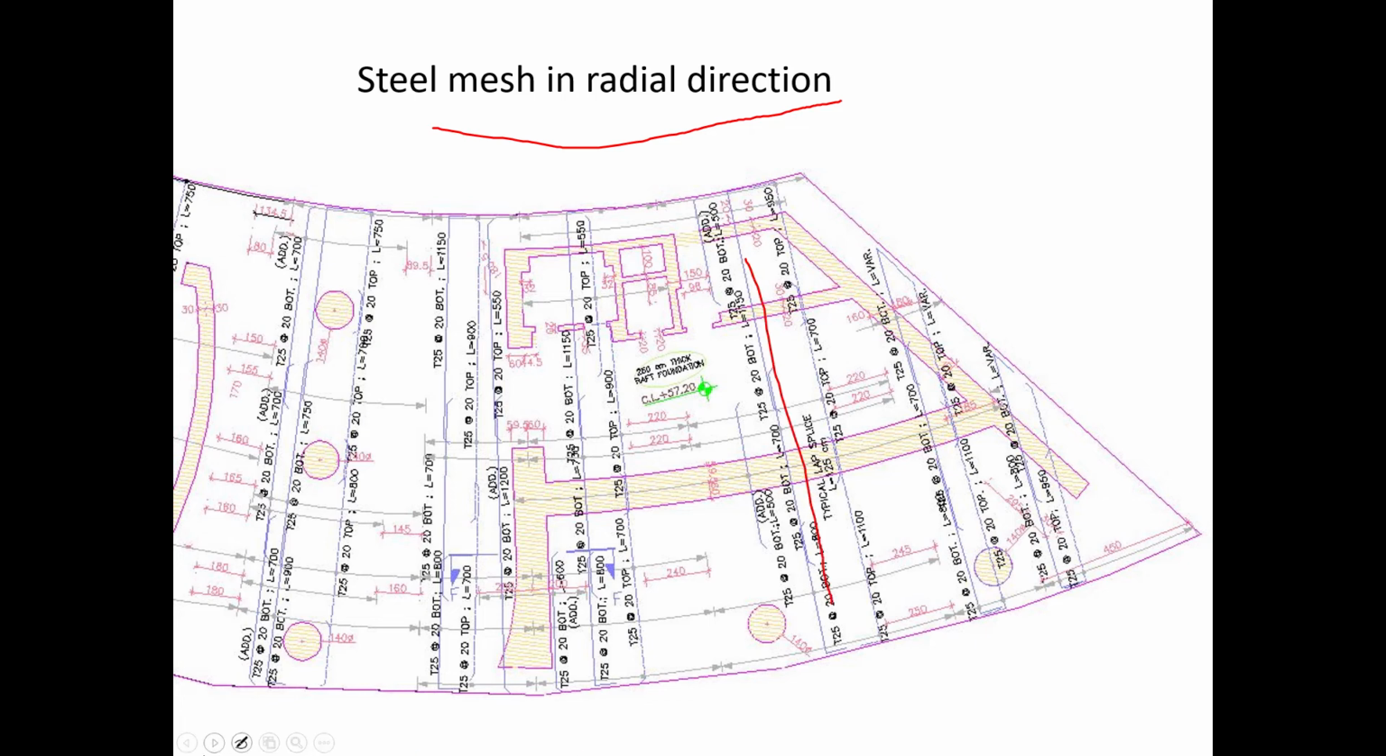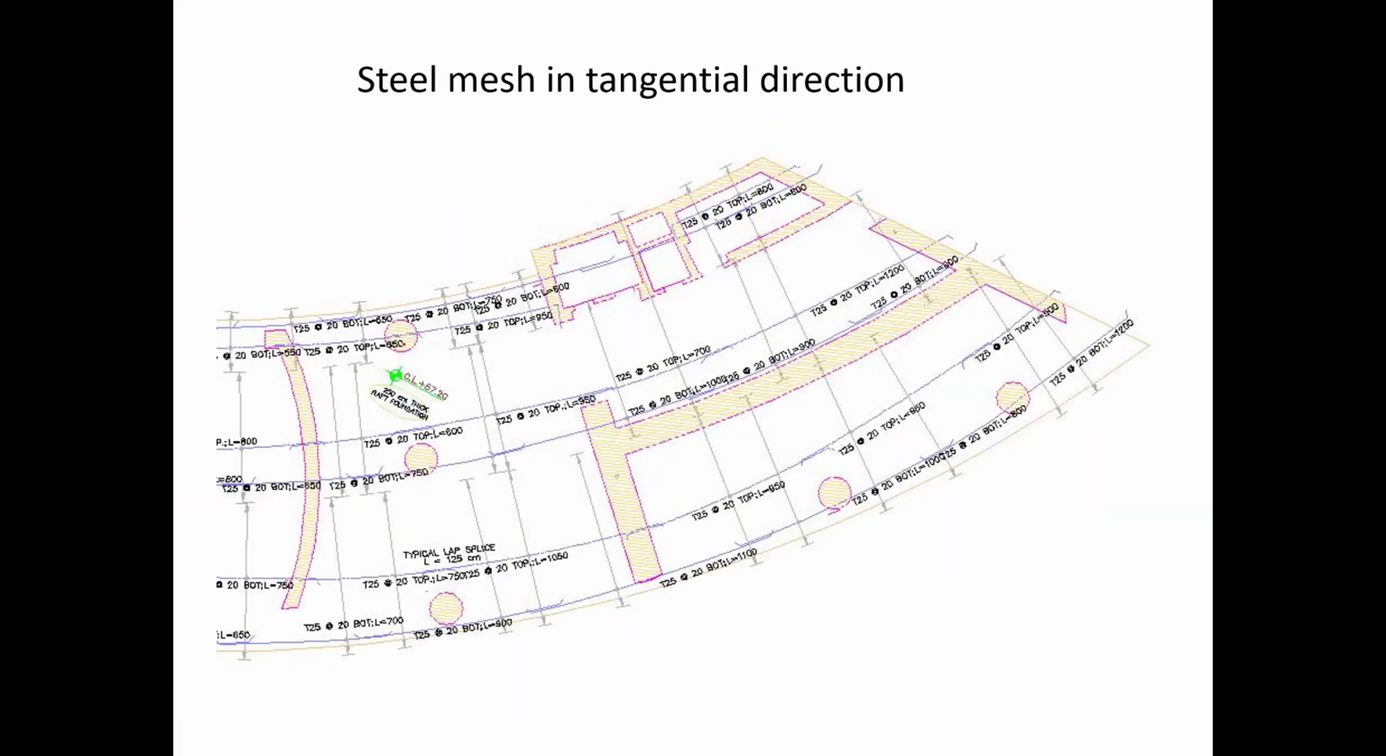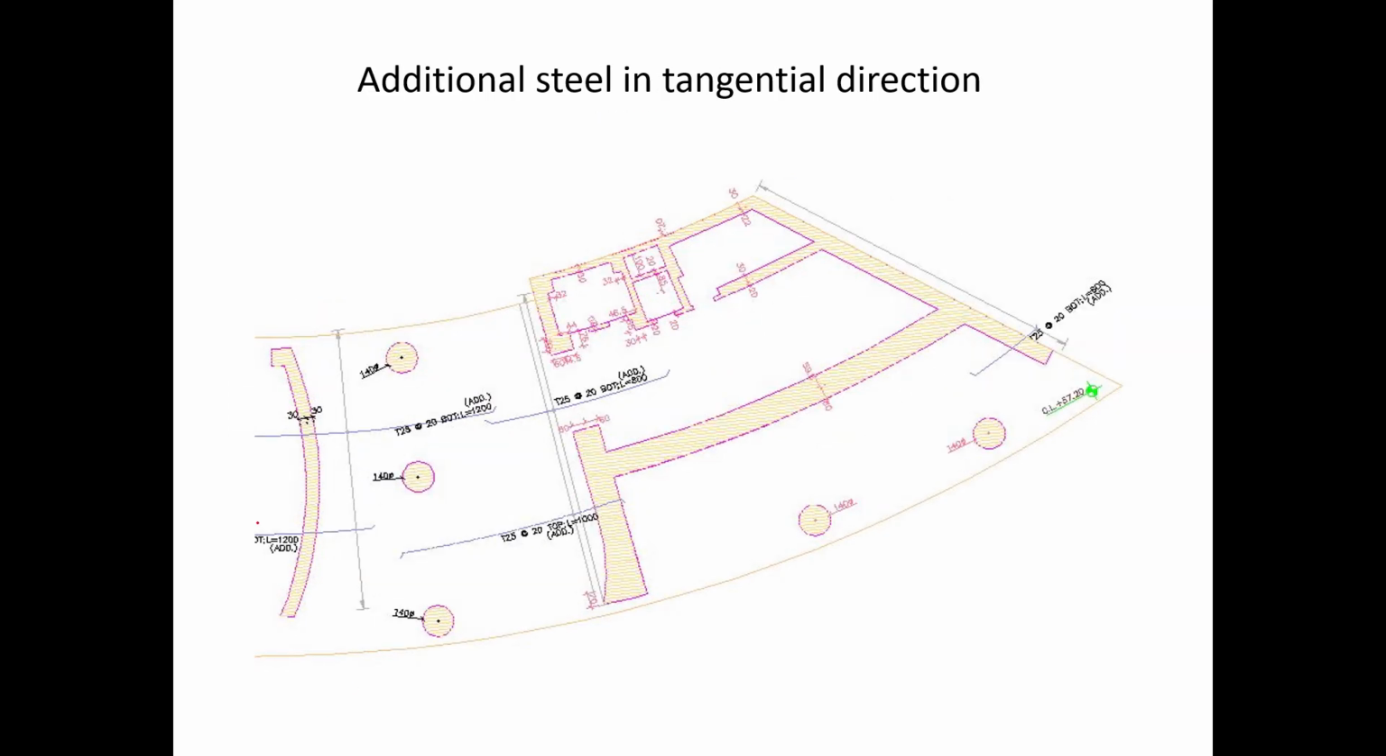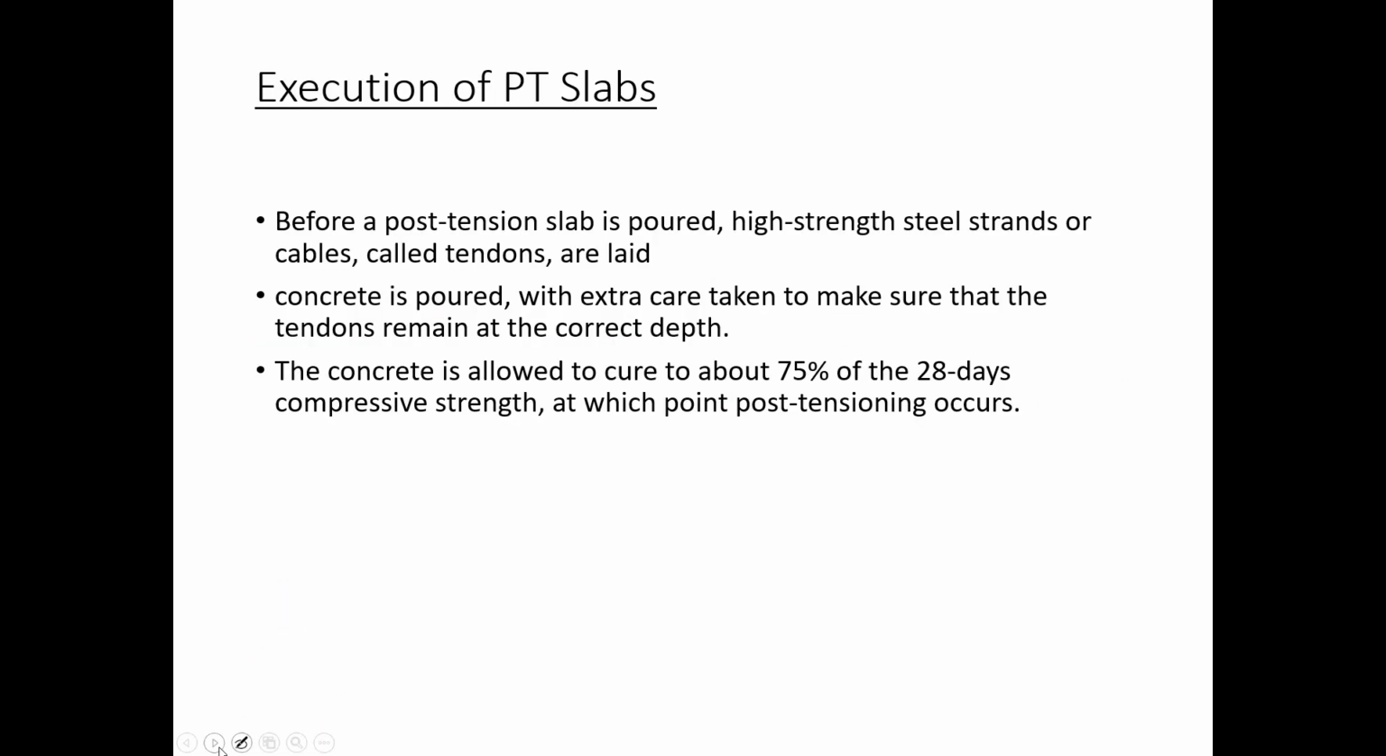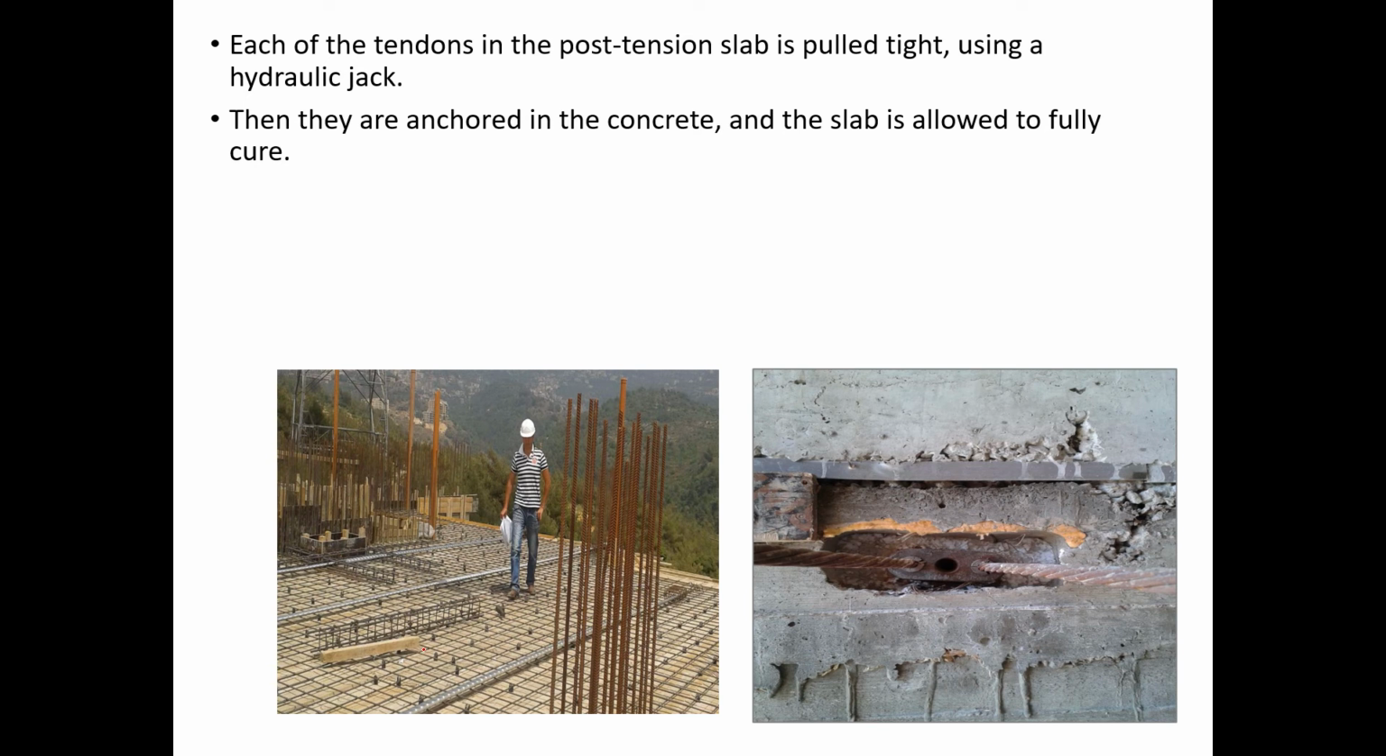So we have a steel mesh in this direction, which is called the tangential direction. Here we have additional steel in the tangential direction. We are also going to detail all this plan. We are also going to discuss some points related to PT slab execution: how to prepare our site for PT execution, and how to do the right detailing for punching shear.